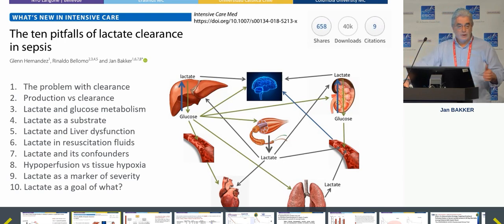And so we came up with 10 pitfalls in lactate clearance, but also stressed, as you can see in the cartoon, the different roles lactate has in a sick patient beyond just circulation.